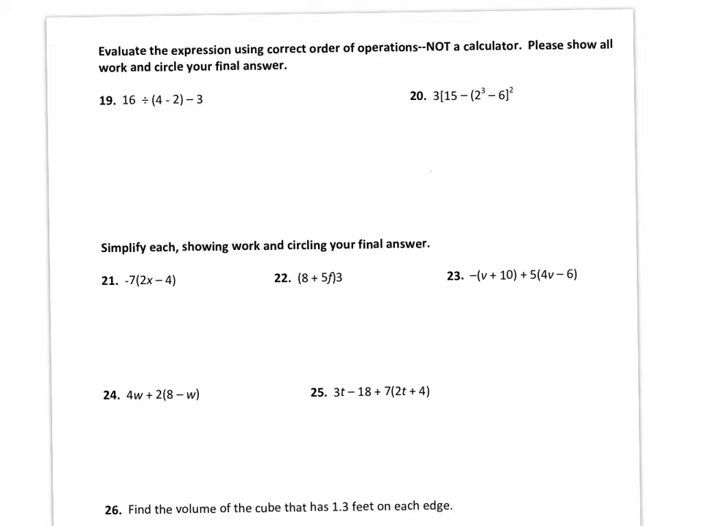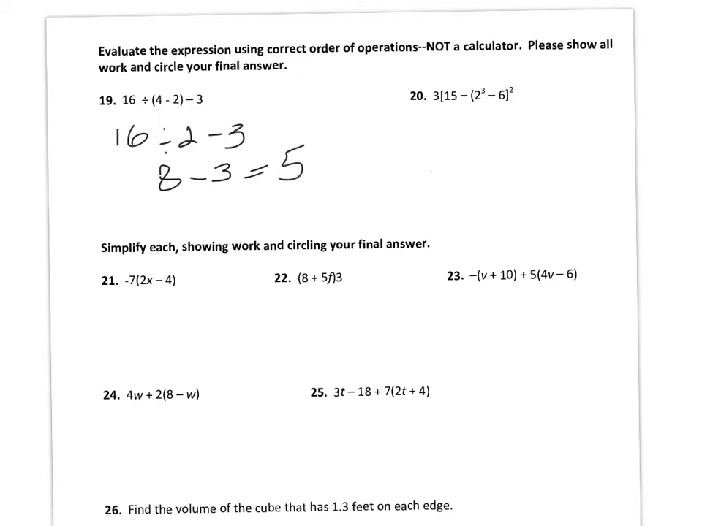On number 19, we would start using order of operations. Any parentheses? Yes, we have parentheses. So I would rewrite this as 16 divided by 2 minus 3. Then I'd go through again. Any parentheses, any exponents, any multiplication or division? Yes, I have division. 16 divided by 2 is 8. And then I'm just left with 8 minus 3, which gives you 5.